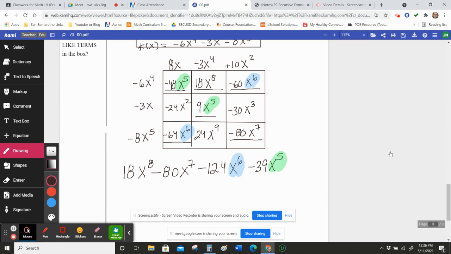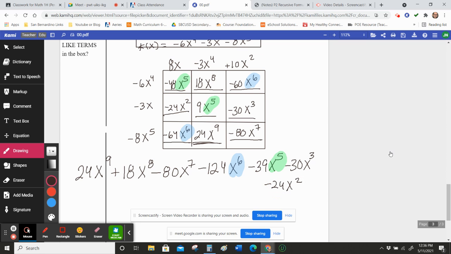Oops, I forgot one, didn't I? So I skipped the 24x to the power of 9. That should be the highest power, so that should go first. So we should start with that, right? 24x to the power of 9. And then the next one should be the 18x to the power of 8. Lower than 5, we have 3. So negative 30x to the power of 3. And then lower than that, we have 2. So finally, minus 24x to the power of 2.